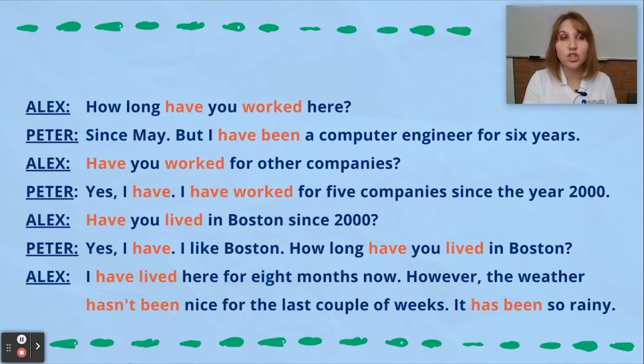And finally, we have a short conversation between Alex and Peter. Let's read their dialogue. How long have you worked here? Since May, but I have been a computer engineer for 6 years. Have you worked for other companies? Yes, I have. I have worked for 5 companies since the year 2000. Have you lived in Boston since 2000? Yes, I have. I like Boston.